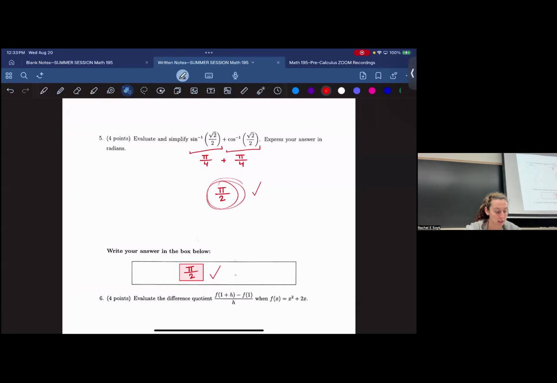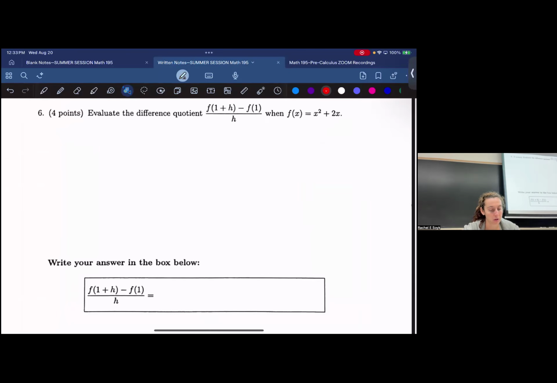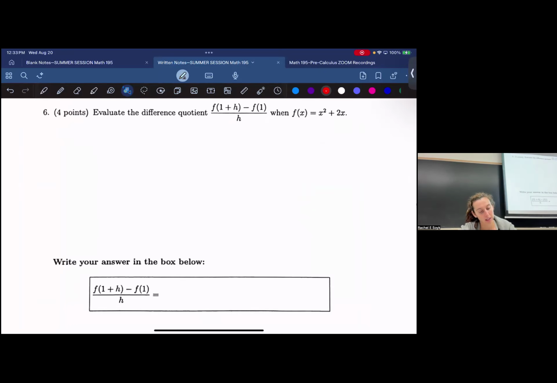Question 6. We're dealing with the difference quotient here. And so you can do this a few different ways. You can evaluate f of 1 off to the side, evaluate 1 plus h off to the side, or you can just all put it together and then simplify each step by step. I'm going to do it the latter since we're pretty proficient in this at this point in the curriculum, or we're done with the curriculum in the course.